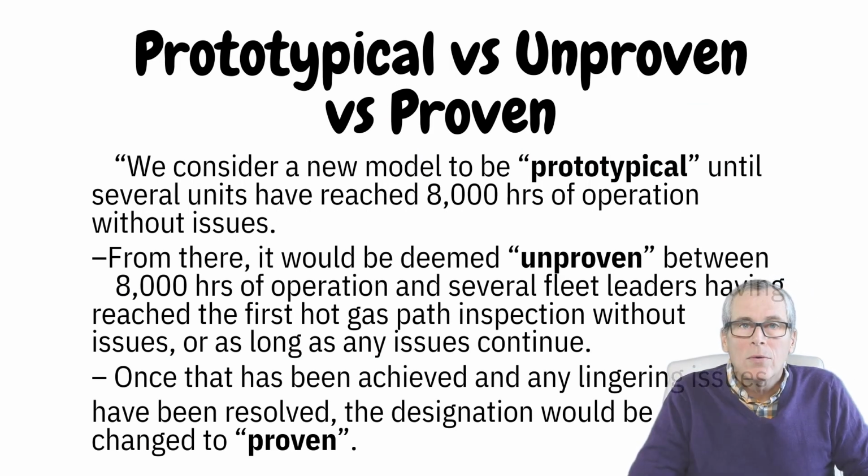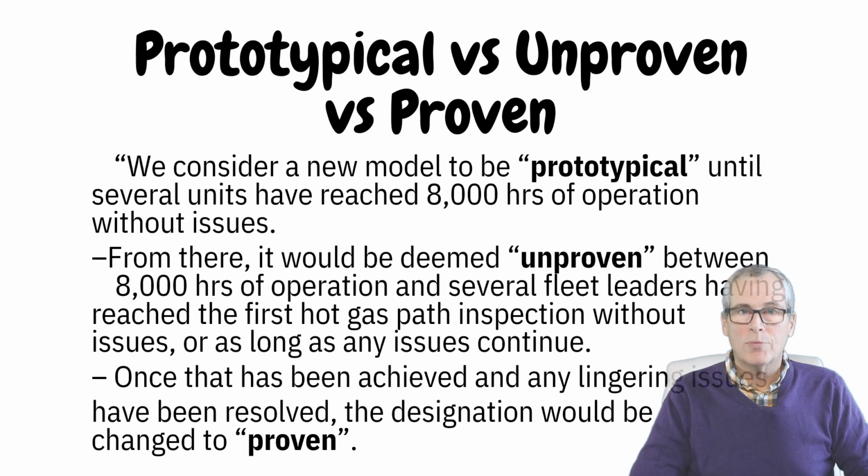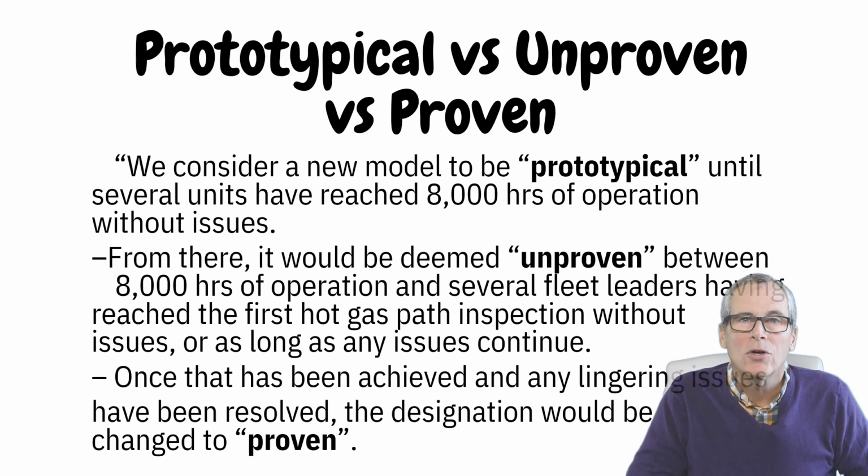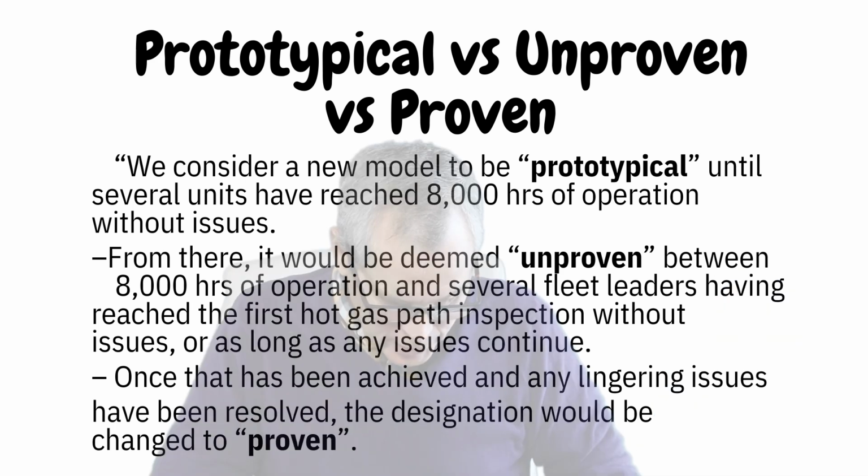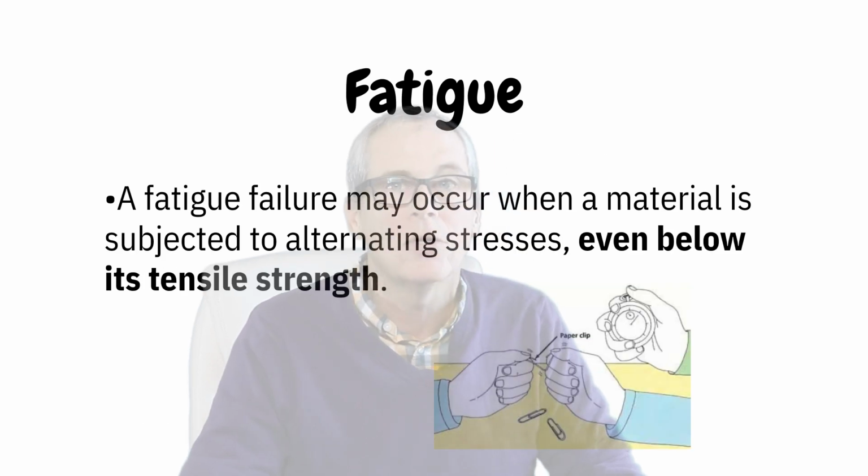What is prototypical? What is unproven? What is proven? Well, here's what one insurer engineer said to me. We consider a new model to be prototypical until several units have reached 8,000 hours of operation without issues. From there, it would be deemed unproven between 8,000 hours of operation and several fleet leaders having reached the first hot gas path inspection without issues or as long as any issues continue. Once that has been achieved and any lingering issues have been resolved, the designation would be changed to proven.